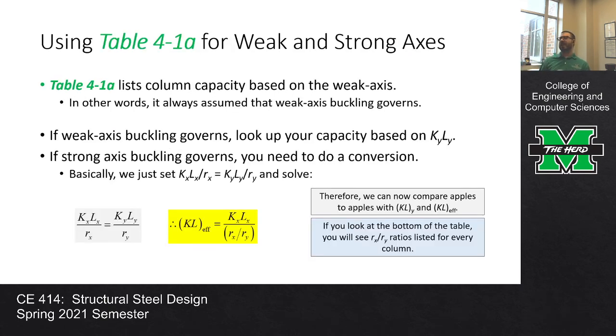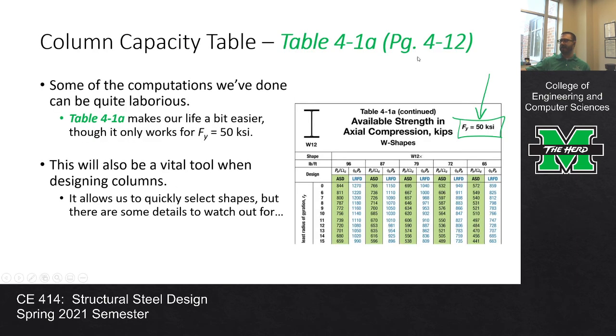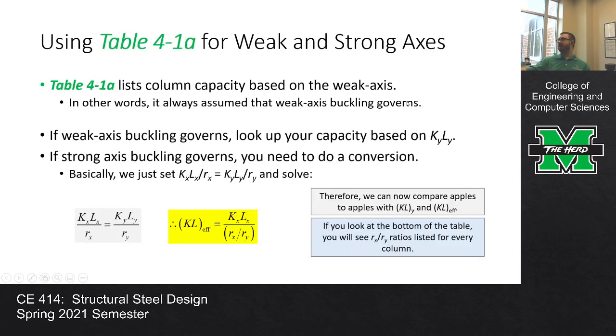What you have to do is a little conversion. Basically, you take your strong axis KL and divide it by the ratio of Rx over Ry, because what you're doing is setting KL over R for the x-axis equal to KL over R for the y-axis and solving. If you look at the bottom of that table, I cut it off here, you'll see Rx over Ry ratios for every shape. So it's not hard, and there are actually fewer steps here. You just have to watch what you're doing.